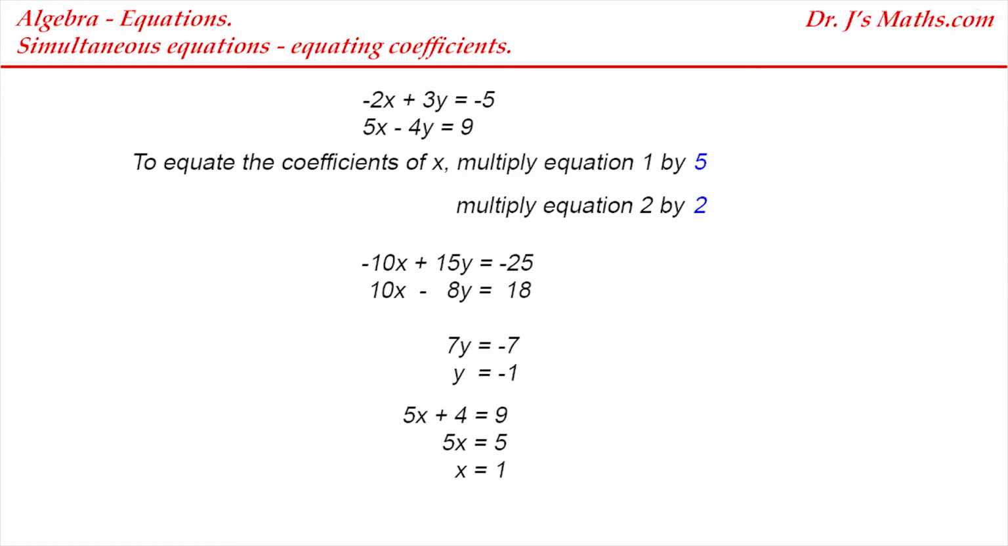Substitute back into your second equation, again coincidentally, but it's just probably easier. We have 5x minus 4 times minus 1 is plus 4 equals 9. 5x equals 5, x equals 1, so the solutions are x equals 1 and y equals minus 1. So straightforward, so easy.